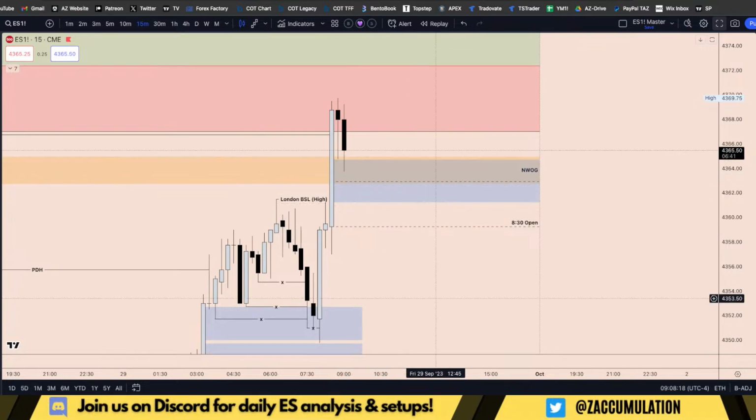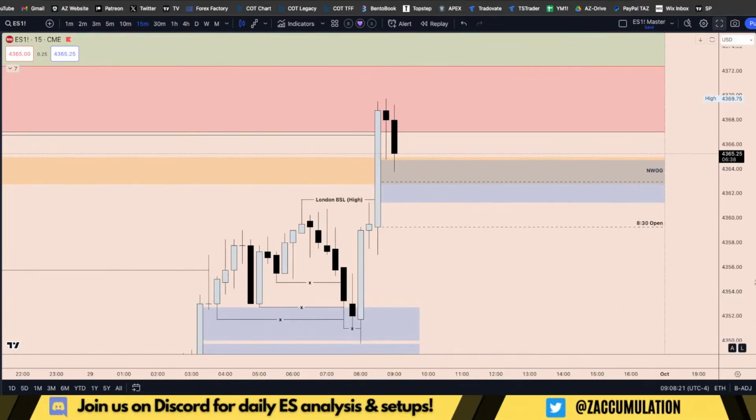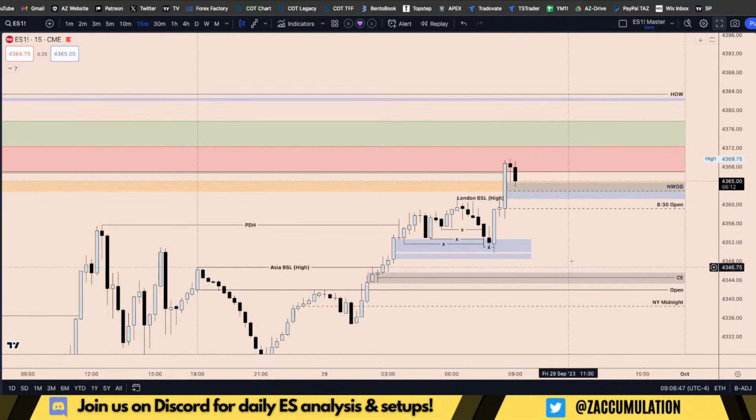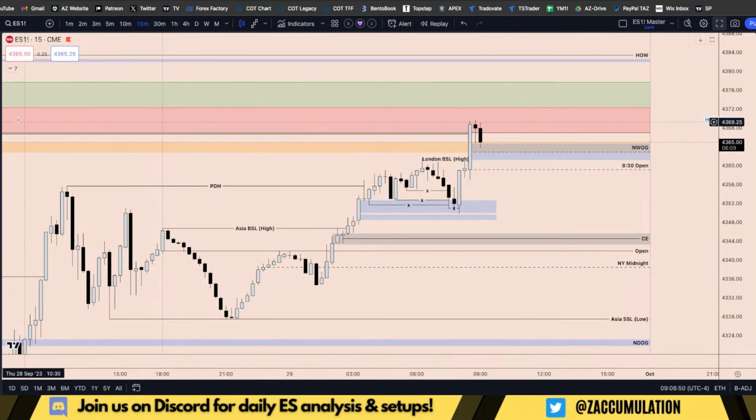That's the consequent encouragement of this 15-minute fair value gap. And if we look at our most recent swing from low to high, our 50% retracement level would be perfectly aligned with the 8:30 open premium discount. This is today's dealing range.